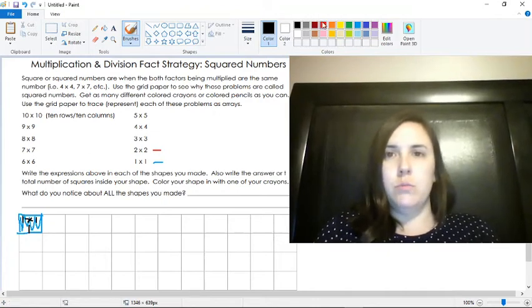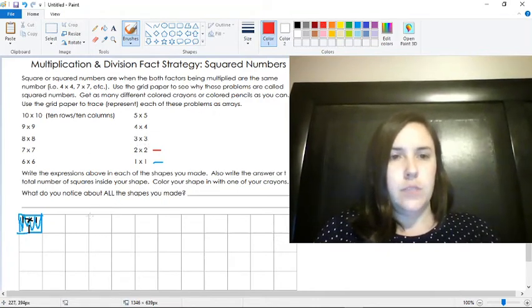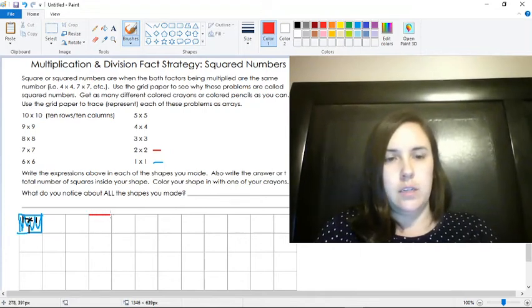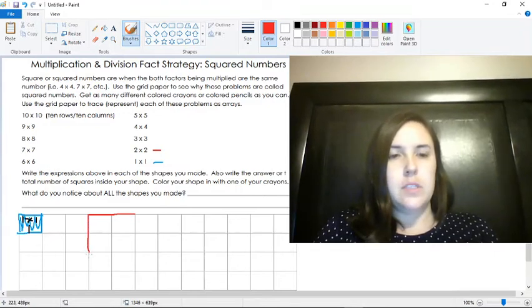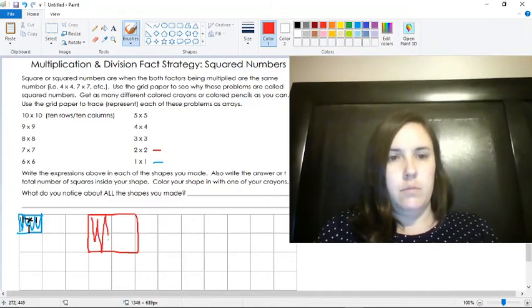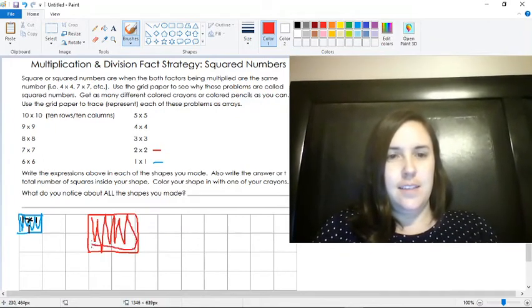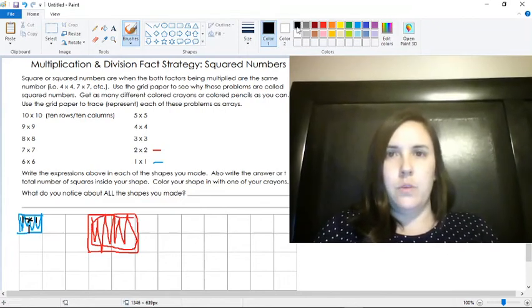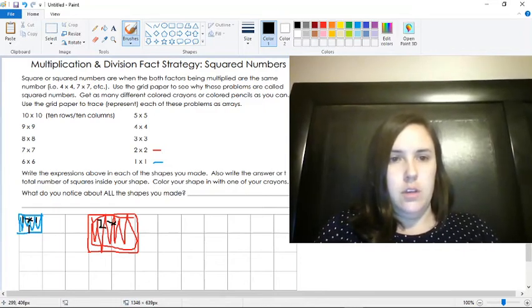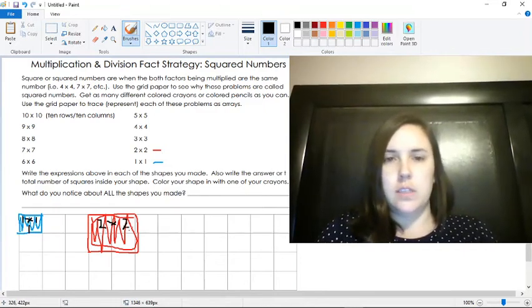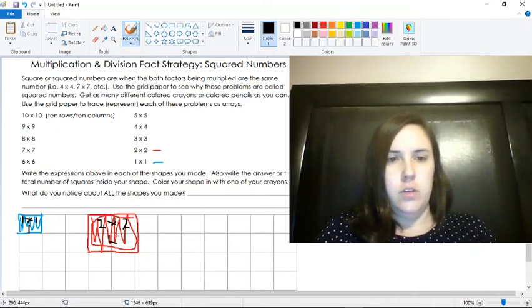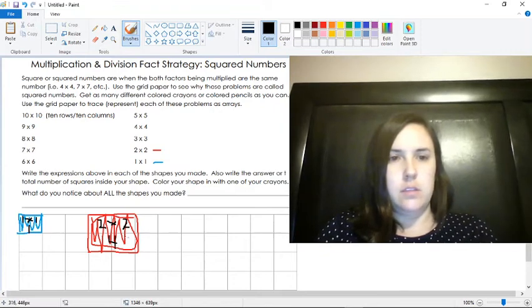So let's do this with the numbers 2 by 2. So I know that means that the width is going to be 2, and the length is going to be 2. So I'm going to fill in all of the squares inside of this shape. I'm going to shade those in. Beautiful shading. And then they want me to write the expression, which is 2 times 2, or 2 by 2. And then they want me to write the total number of squares inside of my shape, which is 1, 2, 3, 4. What do you notice about this?